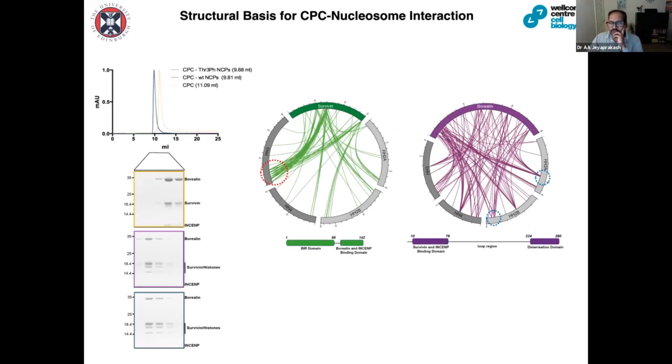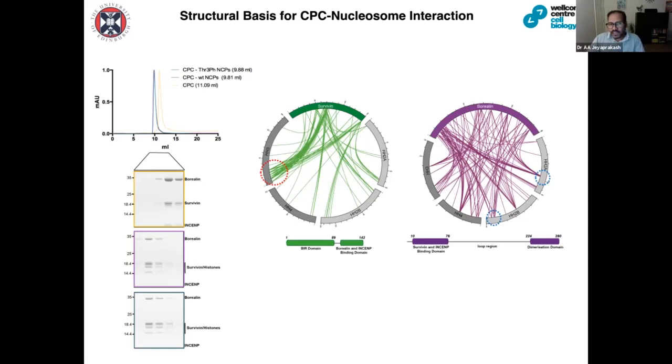And just for clarity, I've shown here only the interactions between survivin and borealin subunits and the histone subunits of the nucleosome. Consistent with in vitro data, what we could see is that borealin makes extensive contacts with all 4 histone subunits. Particularly strikingly, it was also making contacts with these highlighted regions of histone H2A and H2B, which contribute to an acidic patch on the nucleosome, which is commonly involved in protein-protein interaction. I'm going to show that acidic patch in the next slide.